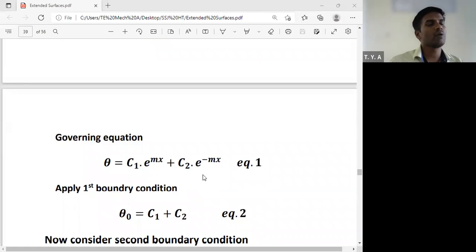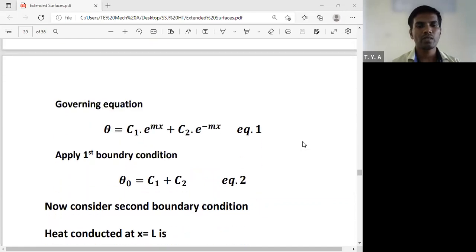So what is the governing equation? Write down the governing equation. Theta is equal to C1 e raised to mx plus C2 e raised to minus mx. This is the equation 1.